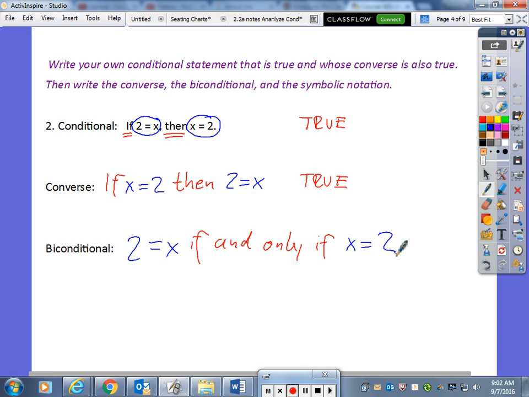Using letters for my statements, I'm going to use the letter C for 2 is equal to x and D for x is equal to 2. The conditional is written in symbolic form like this: if C, then D. The converse we will write if D, then C. And the biconditional goes C if and only if D.